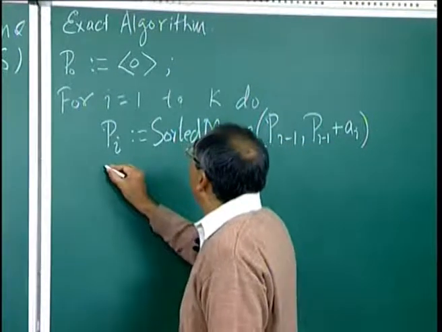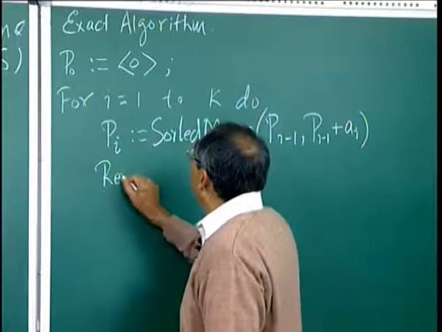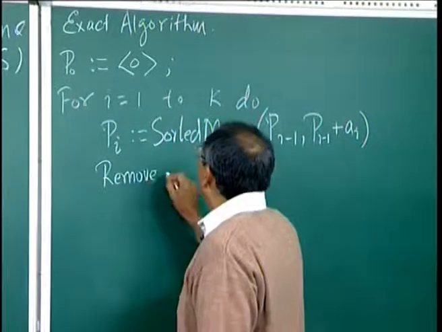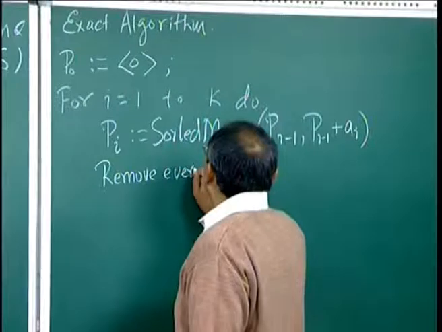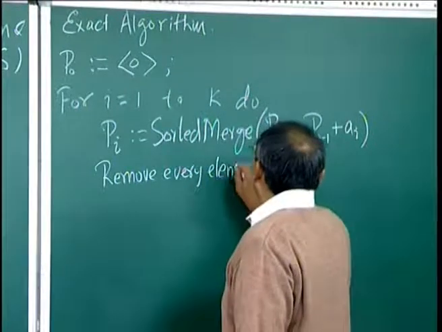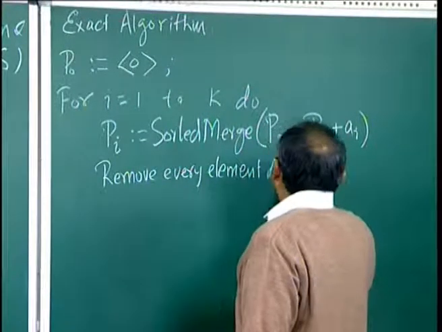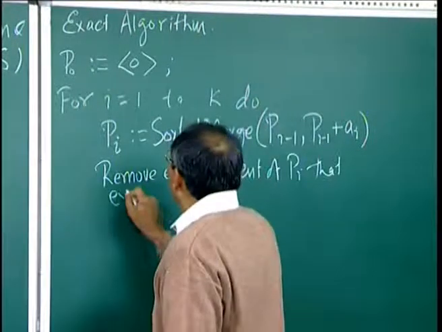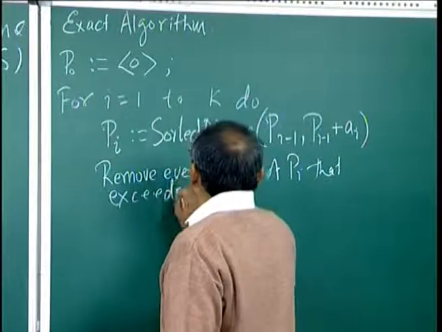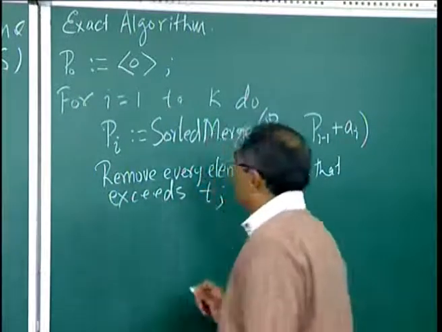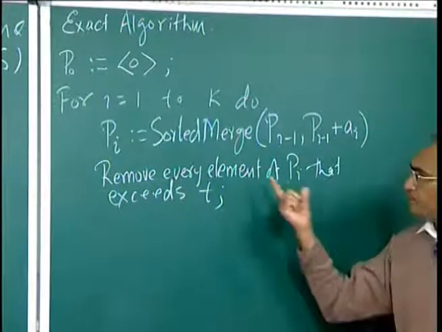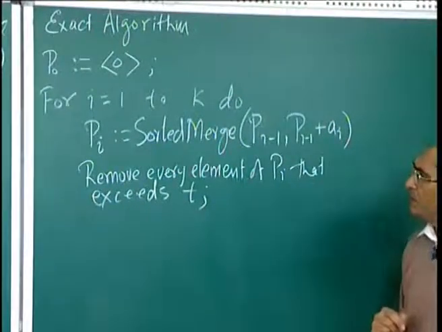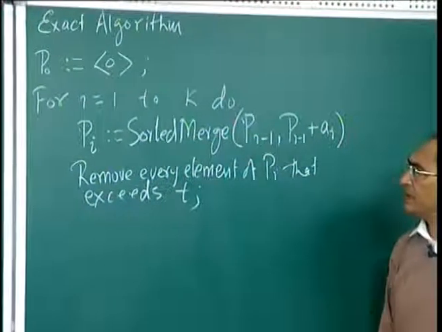So, we will simply put that remark: remove every element of Pi that exceeds t. So, we clean up and now ready to go for the next iteration.